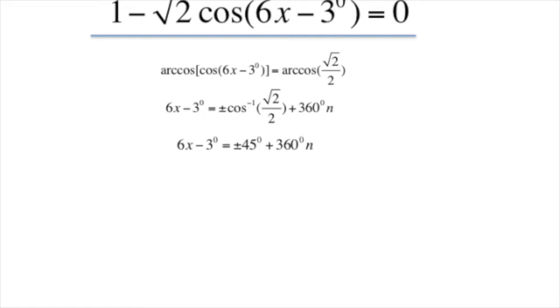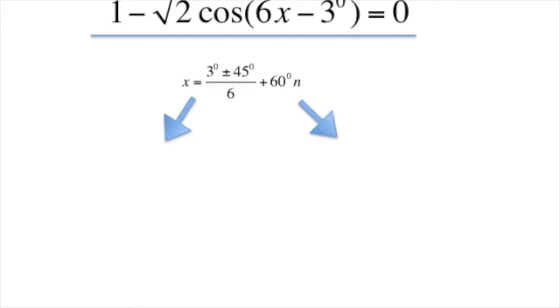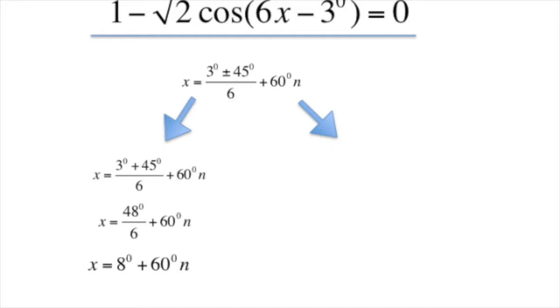Now we can start using the arithmetic we know how to do to get the 3 over from the left to the right by adding 3 to both sides and dividing both sides by 6. At this point, we're going to need to break this into two problems because we have a plus or minus 45. So looking at the plus side first, we have 3 degrees plus 45 degrees divided by 6 plus 60n. That's 48 degrees over 6 plus 60n. That's 8 degrees plus 60 degrees times n.